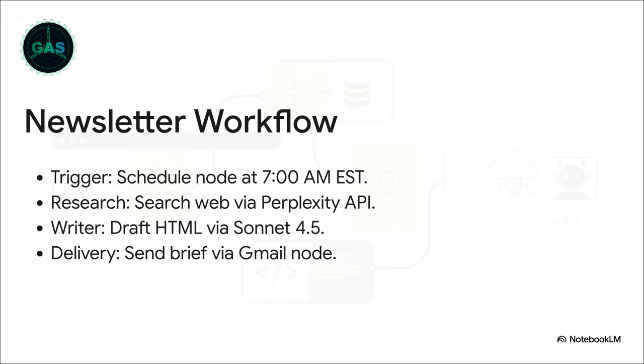We want a scheduled trigger set for exactly 7 a.m. Eastern Time. Next, we want a research agent that uses the Perplexity API to scrape the web for the latest news on AI automation. Then, we need a second agent, specifically using Anthropic's Sonnet 4.5 model, to take all that raw research and format it into a slick, professional, HTML-styled newsletter. And finally, we want the whole thing delivered straight to our inbox via a Gmail node.